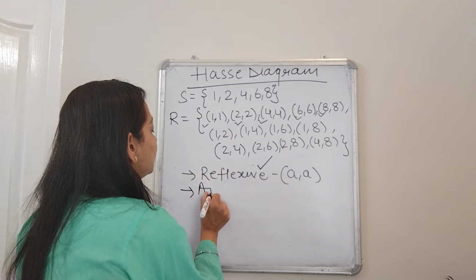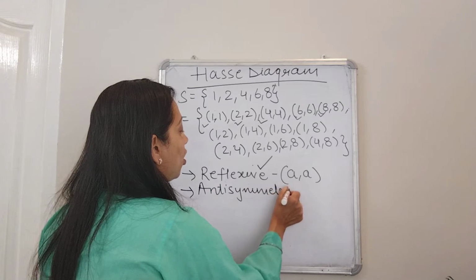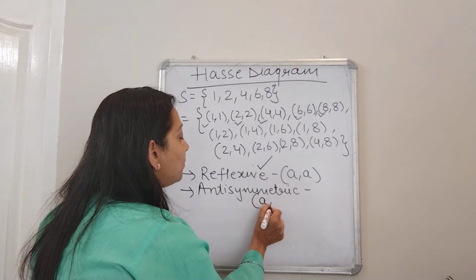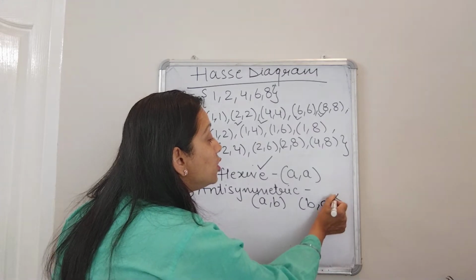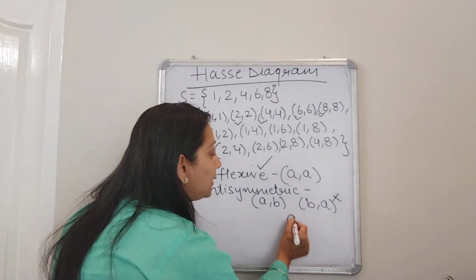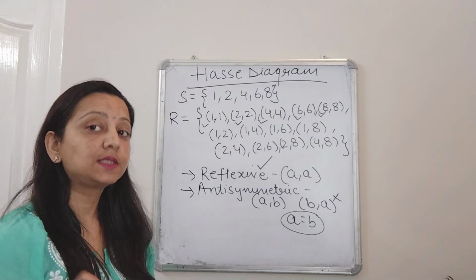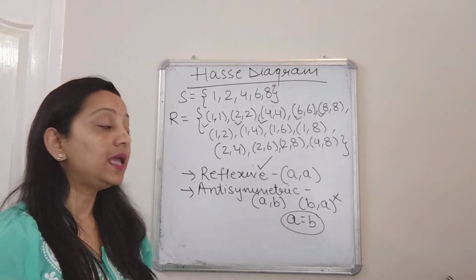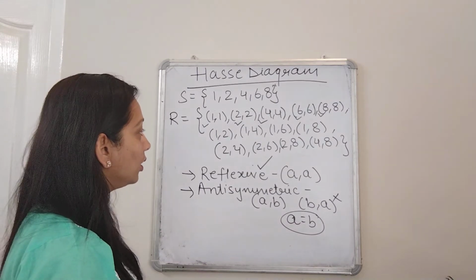Then let's see if it is anti-symmetric or not. Now I know to be anti-symmetric, if (A, B) exists in the relation, then (B, A) must not exist in this relation. And if (B, A) exists, then in that case A must be equal to B. So either if (A, B) exists, then (B, A) must not exist, and if (B, A) exists, then A must be equal to B. So let us see if it is antisymmetric or not.